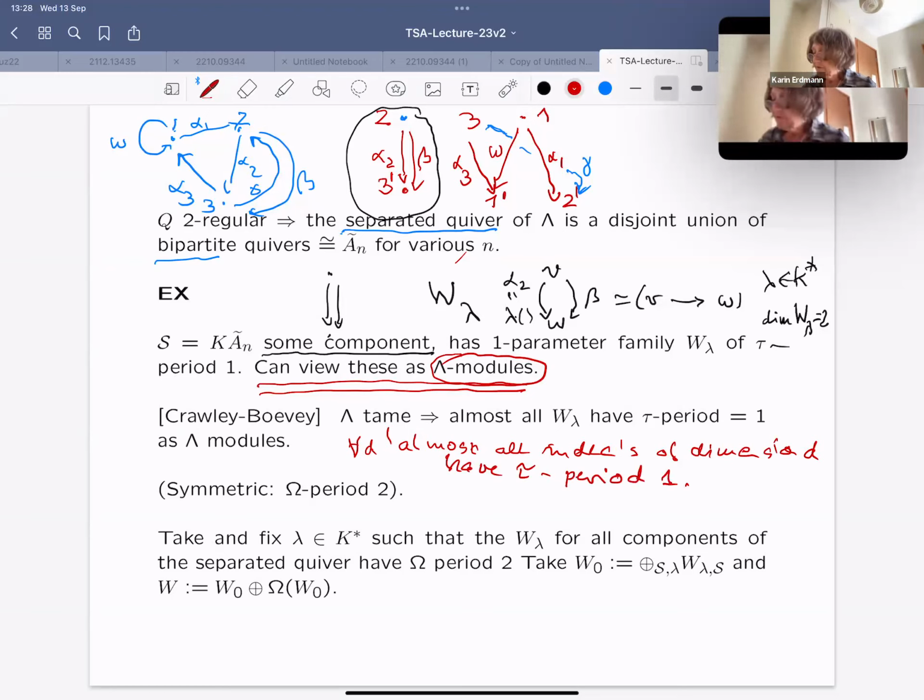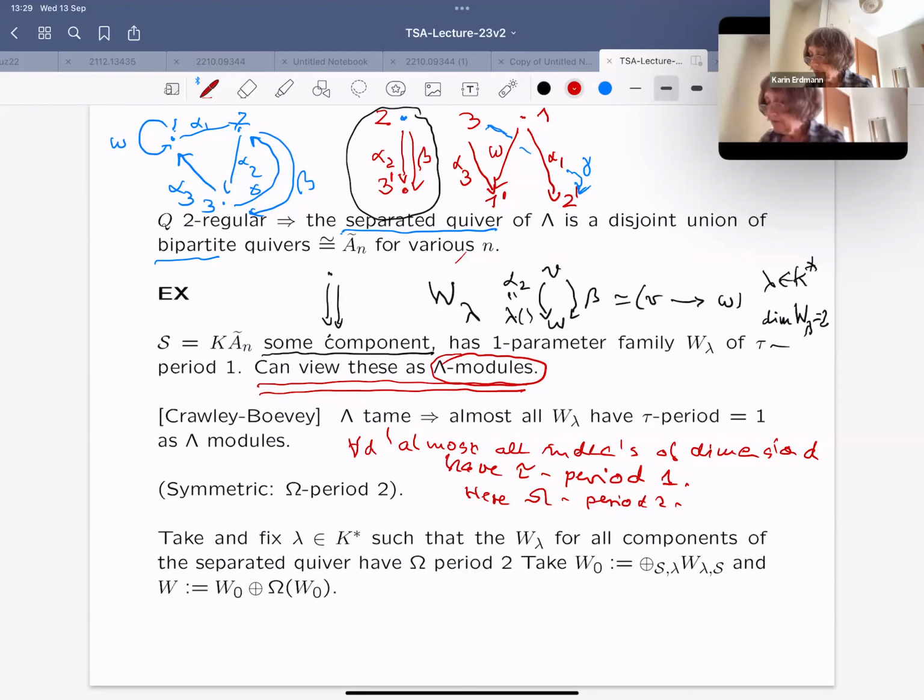Right, and so in this case we have modules of a fixed dimension. In this case it was 2, otherwise they're also fixed. And so they must have tau period 1, and so in our case it's omega period 2, right? Okay, right, so yes, this is black magic. So we take the theorem, and so we would know if we inflate them as lambda modules, they are also periodic.